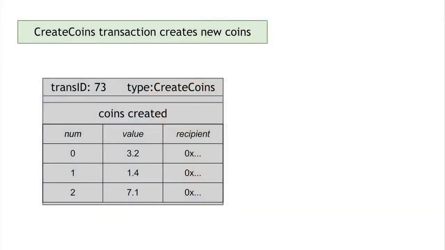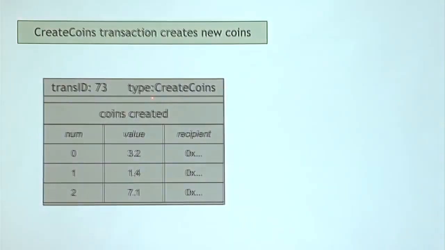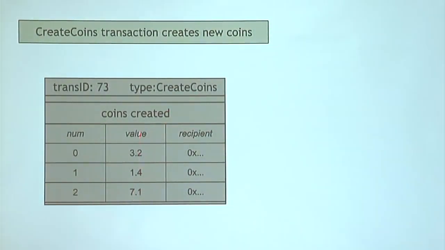All right. So in Scrooge coin, there are two kinds of transactions. The first kind is a create coins transaction, and what it does is create new coins. That's like the operation Goofy could do in Goofy coin that makes a new coin. But here, we're going to allow multiple coins to be created in one transaction. So here's what a create coins transaction looks like. It has transaction ID number 73, let's say in this case. Its transaction type is create coins, and then down here there's a list of which coins are created.